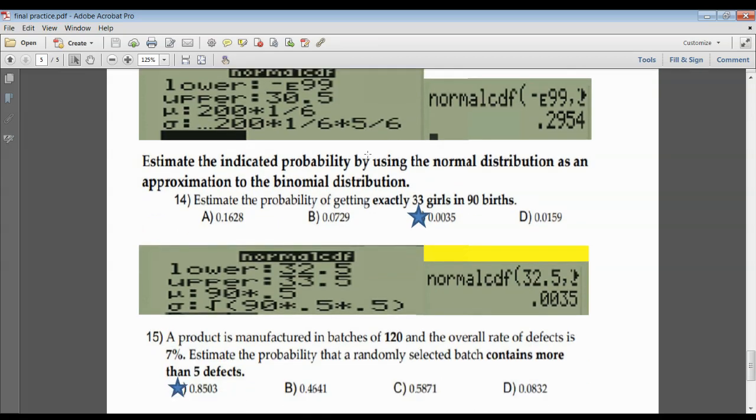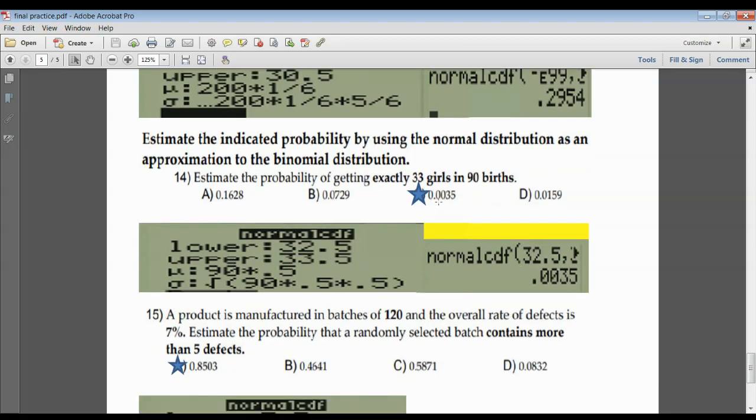Number 14, estimate the indicated probability by using the normal distribution to approximate the binomial. It's continuity correction. Exactly 33. Well, those are the easy ones, the exact ones, because you subtract 5/10 and get 32.5. Your upper limit is you add 5/10 to 33, 33.5. The mean is n times p because the probability of a boy or a girl is 0.5. And then the standard deviation is the square root of n, which is 90 births, times p, the probability of a girl, 0.5, times q, which is also 0.5. Right? 1 minus 0.5 gives you q of 0.5. And here's a case where you're spot on, 0.0035, letter C.